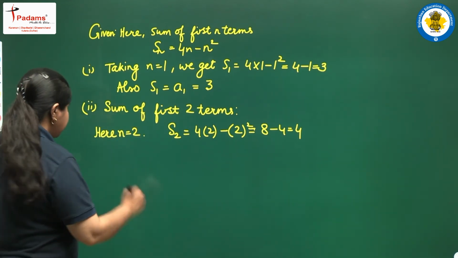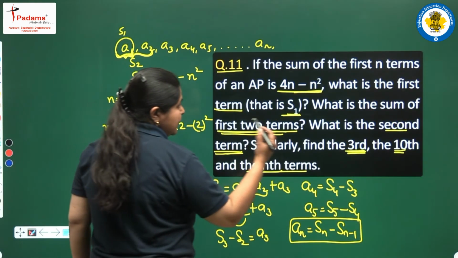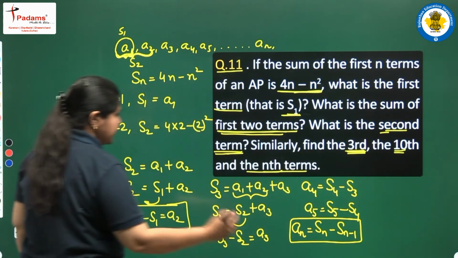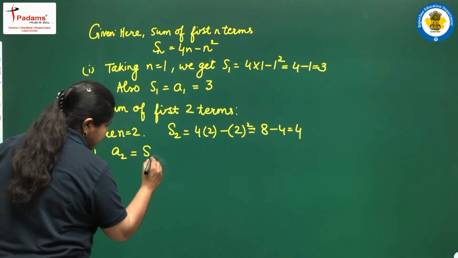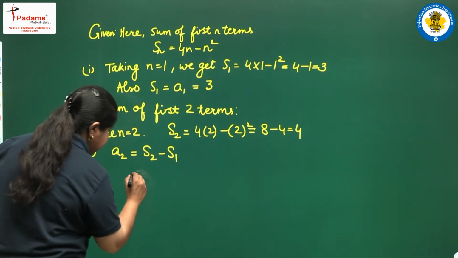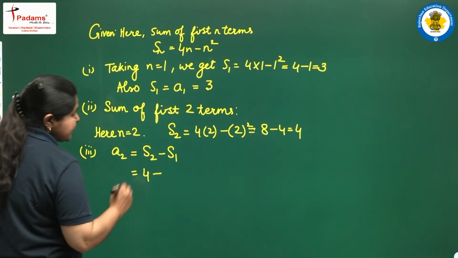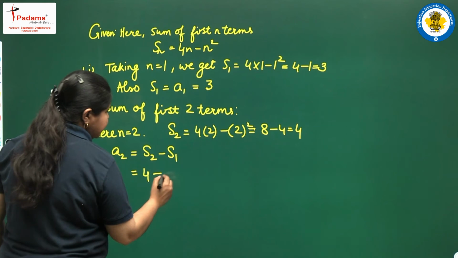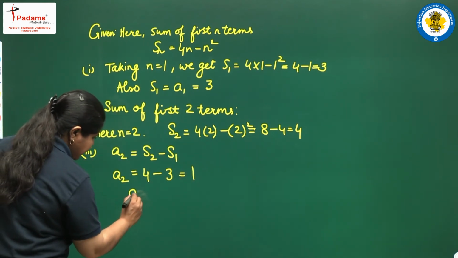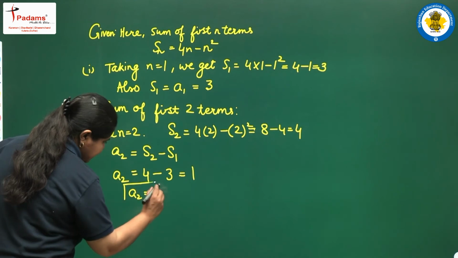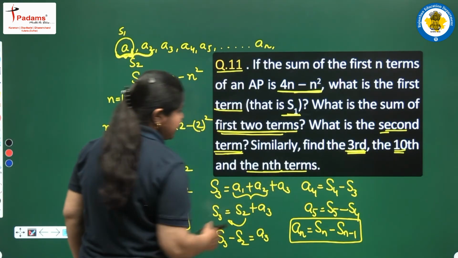Okay. Now we take the third part. What has been asked? We have been asked, what is the second term? Now to find the second term, this will be given by S2 minus S1. We just discussed how. What is S2? It is 4, minus S1, which is equal to 3. So this will be equal to 1, the second term. Okay. A2 is equal to 1. This we have found. Then what next? Find the third, the 10th and the nth terms.